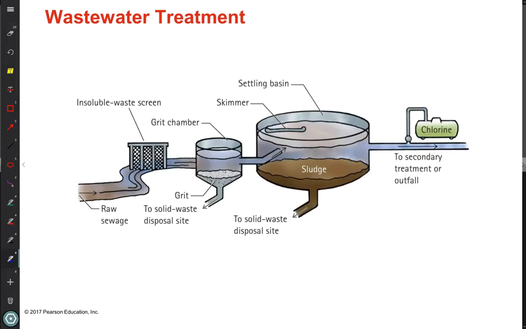So here's the picture, worth many words. Here's the filter to take out things like toilet paper. And then here's a chamber where it just sits and you let stuff fall out. Here's a sludge pond. You have a skimmer going across the top, taking crud off the top. And you have really crummy stuff forming at the bottom that you don't want. They take it out of that, and then they put some chlorine in.